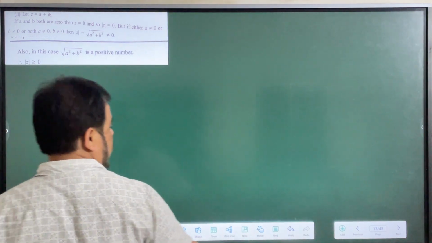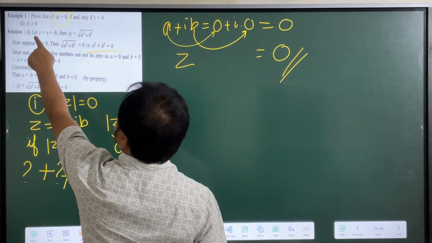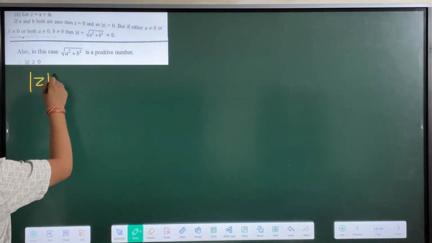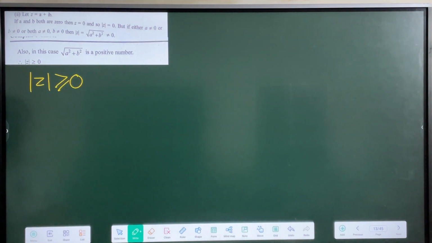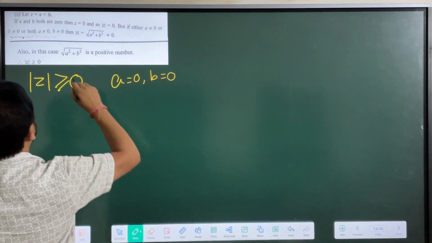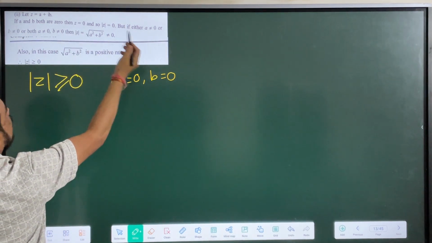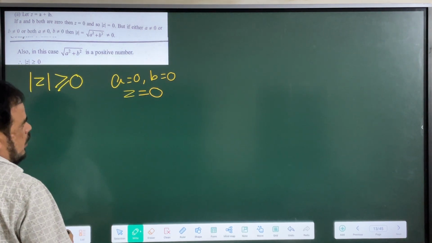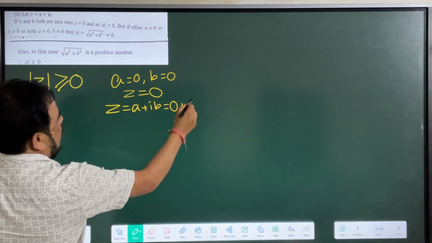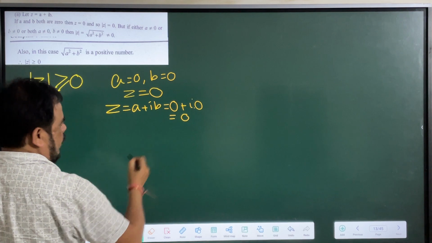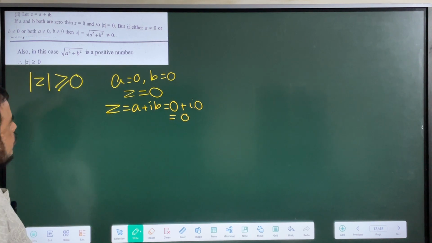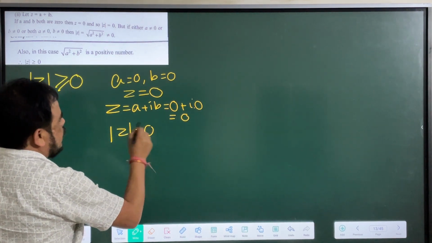Number 2. What was number 2? Modulus of z is greater than or equal to 0. This one you have to show now. If we have already got a is 0 and b is also 0, if a and b both are zeros, then z also equals 0. I hope you understand. z equals a plus ib, a is 0, b also 0, then 0 only. So if a and b both are 0, z equals 0. So modulus of z also equals 0.